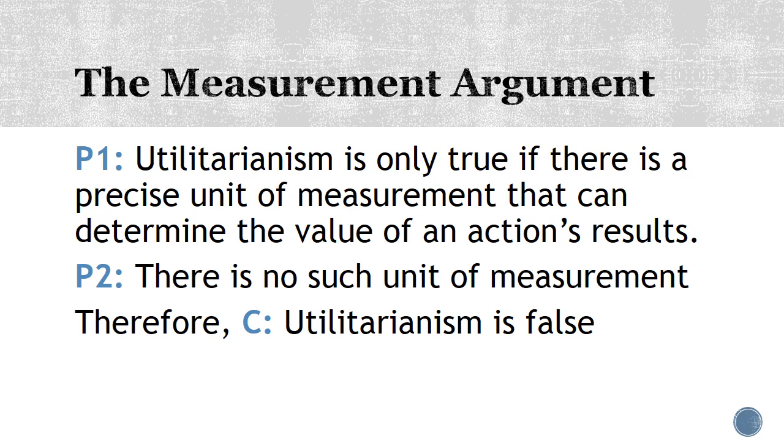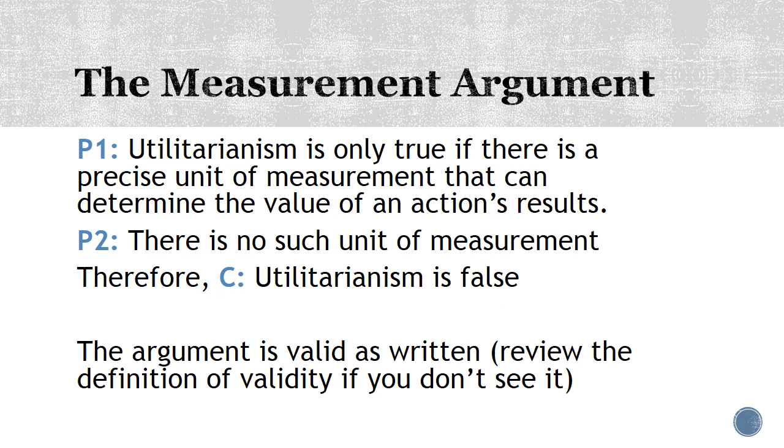A second argument we can take a look at is what's called the measurement argument. And it goes like this. The first premise is that utilitarianism is only true if there is a precise unit of measurement that can determine the value of an action's results. Premise 2 says there is no such unit of measurement. Therefore, the conclusion, utilitarianism is false.